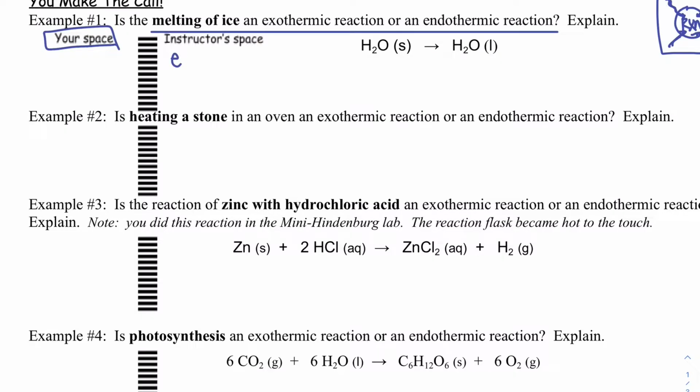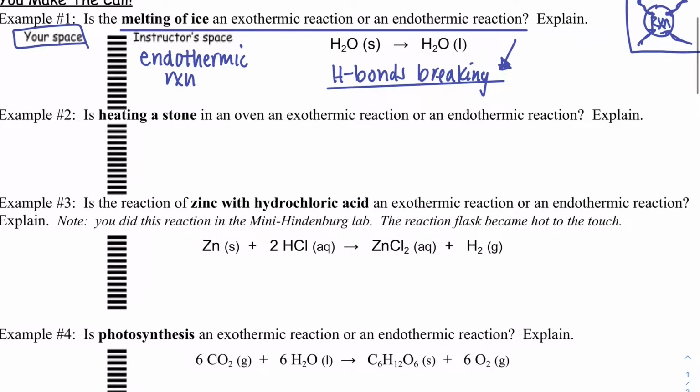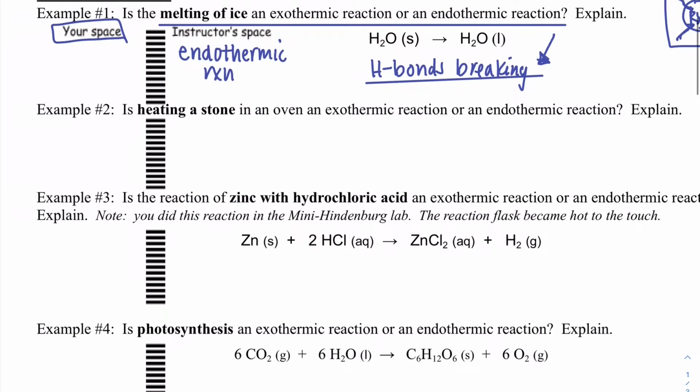Melting of ice is an endothermic reaction. As we saw in the phase change diagram, when ice is melting, there is no change in the kinetic energy, the temperature. All of that energy going in is going into breaking hydrogen bonds. Breaking hydrogen bonds requires the input of energy, and they're being replaced with no bonds. They're just being broken. So this is an endothermic reaction.